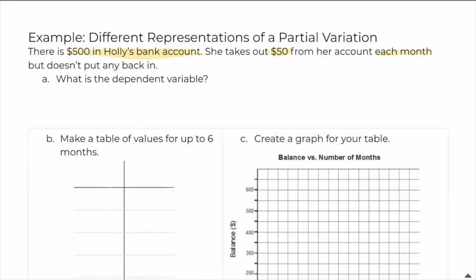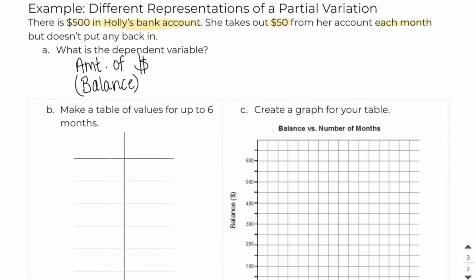So what is the dependent variable? In this example right here, the amount of money that she has in her account depends on how many months she takes money out of her account for. So the dependent variable is the amount of money, because it depends on the number of months, or her balance. Another word for the amount of money is her balance.